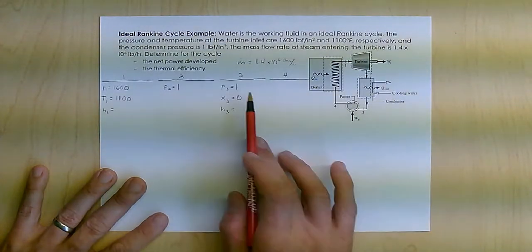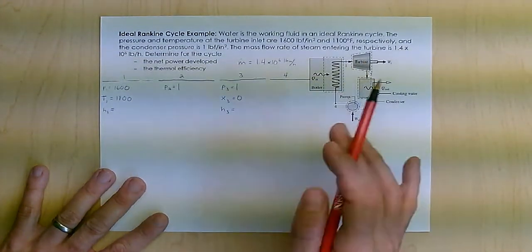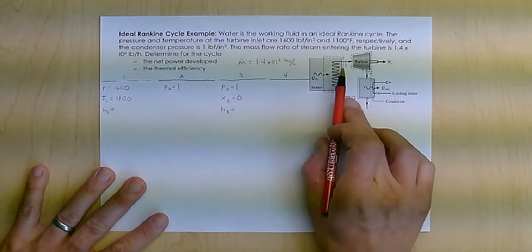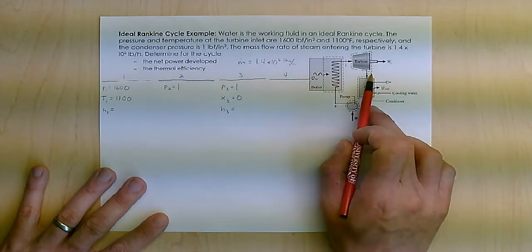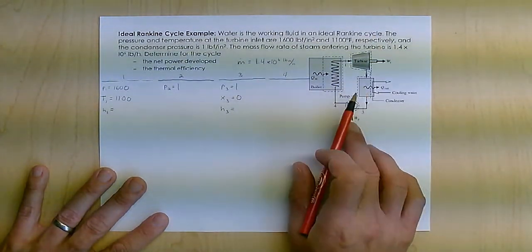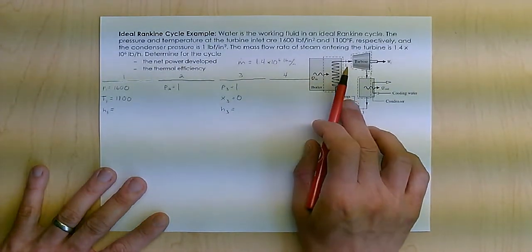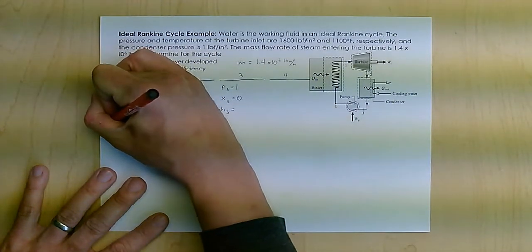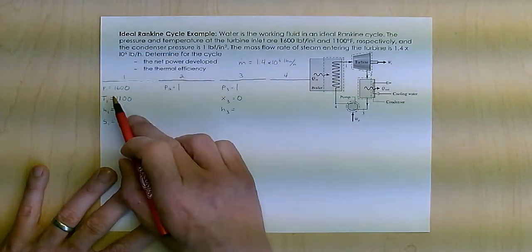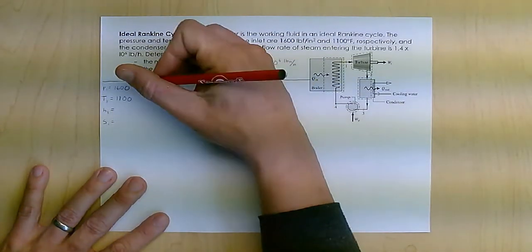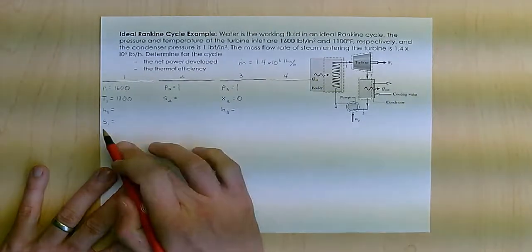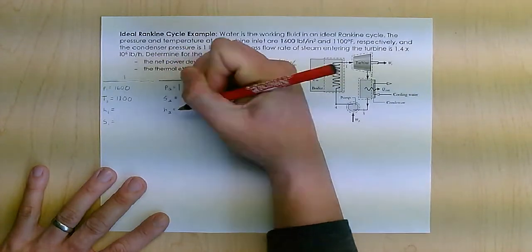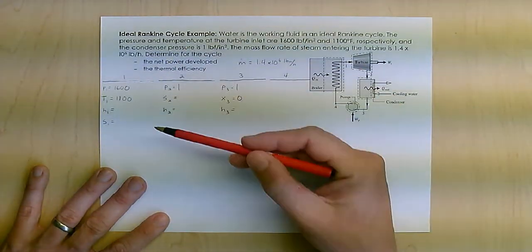Now going from 1 to 2, I recognize this is an ideal Rankine cycle, so everything is isentropic. Not everything is isentropic, but the turbine and the pump are isentropic. So if the turbine's isentropic, that means S1 equals S2. I can look up S1 because I know state 1, and then S2 equals S1. Once I have P2 and S2, I can then look up H2 in the table, because any two properties set my state.